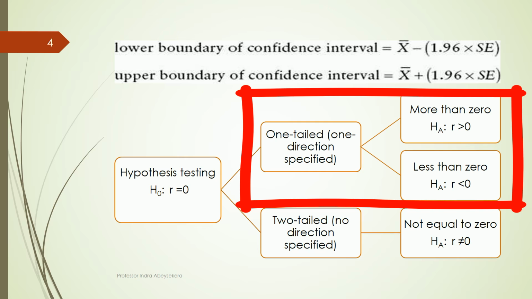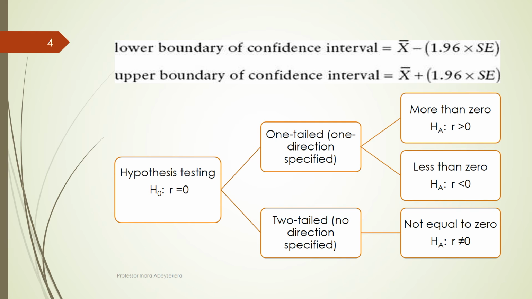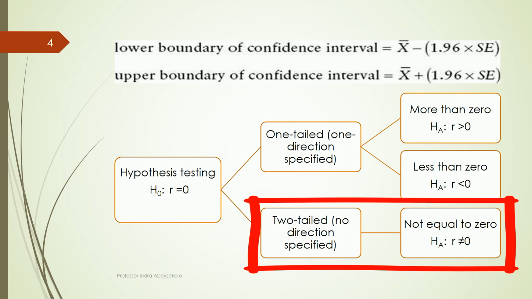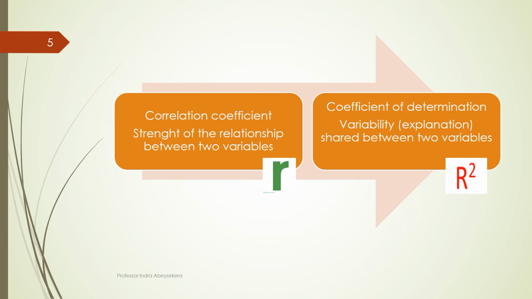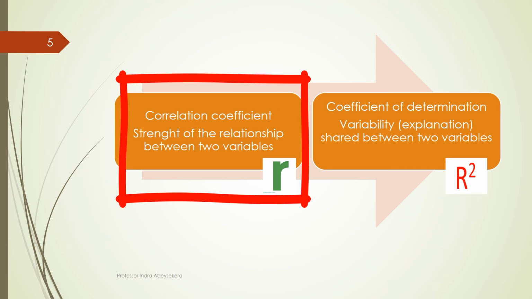The second is two-tailed testing, where we don't assume a direction. That means that there is a relationship between the two, but that relationship is not equal to 0. And we are going to test that when we obtain the correlation coefficient. The correlation coefficient shows the strength of the relationship between the two variables.